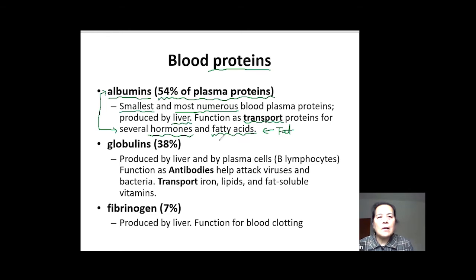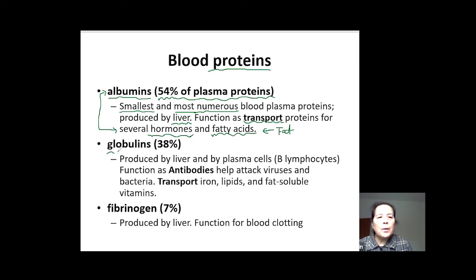So that's the first protein we're talking about, albumin. Remember, small in size, big in number, and the main function is transport, and it is produced by the liver. So that's mainly what we try to remember.